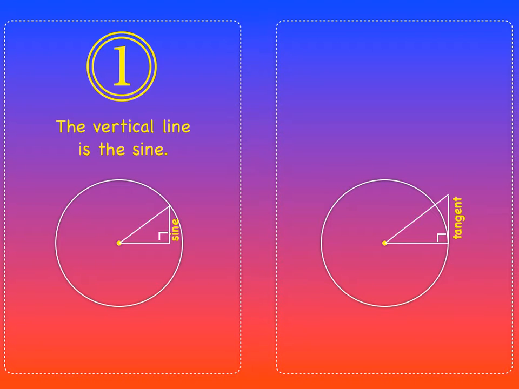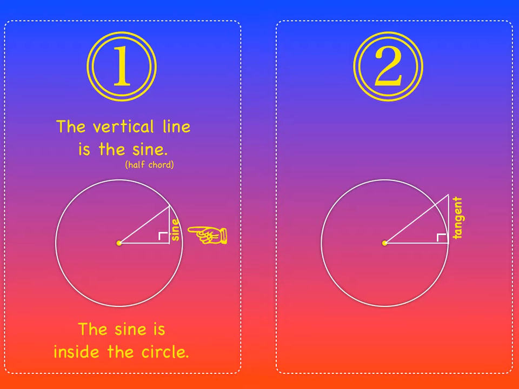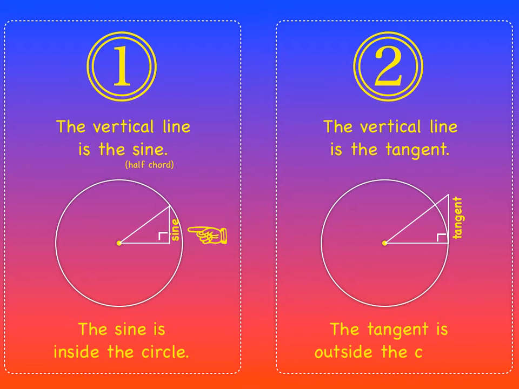With number 1, the vertical line is the sine, the half chord. The sine is inside the circle. With way number 2, the vertical line is the tangent. The tangent is outside the circle.